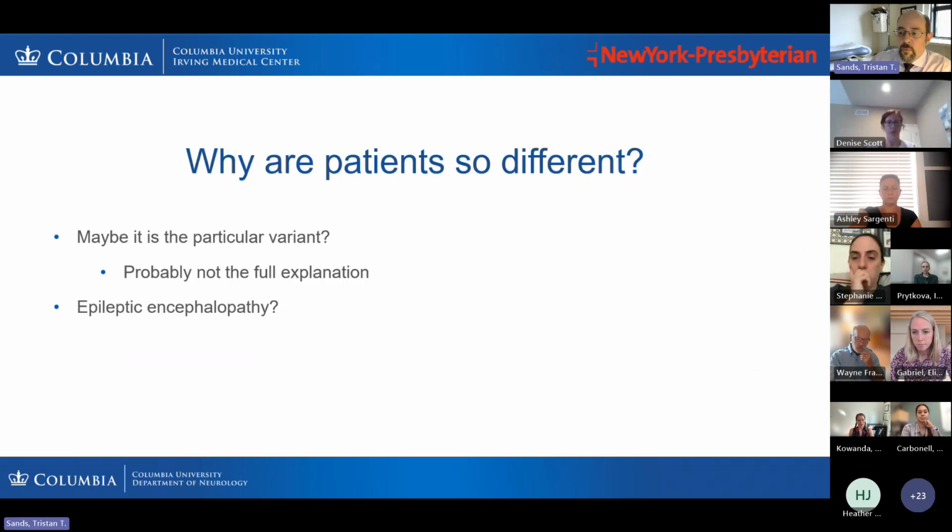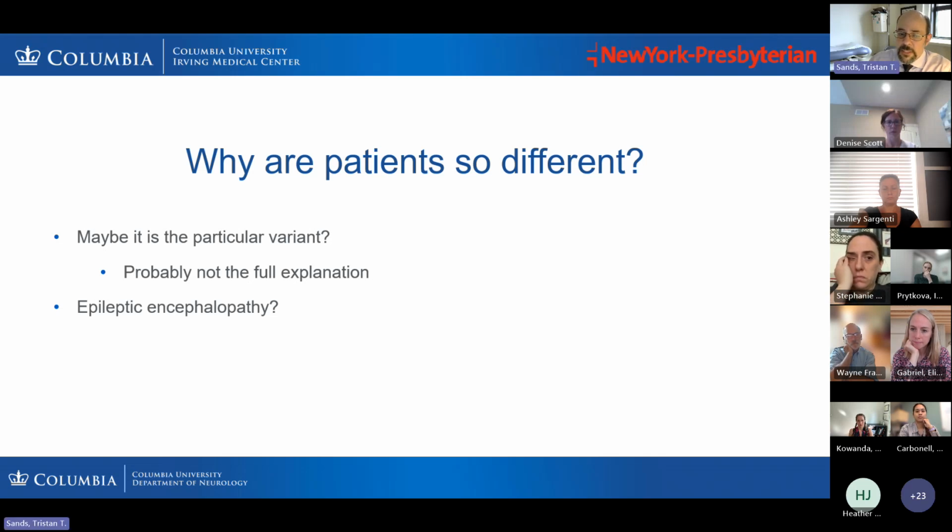And so one answer to why patients might be different would be the different genetic variants that we're talking about. But that probably is not the full explanation, because I told you already that we have patients who have the same variants who are very different from one another. And we even have patients from the Italian group who are directly related to one another, who are quite different from one another. So it can't be the full explanation.